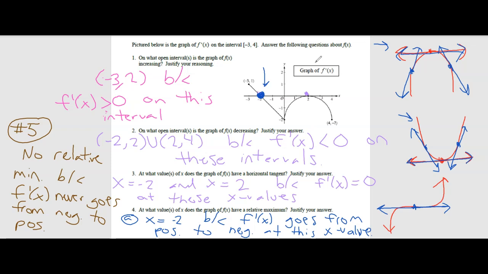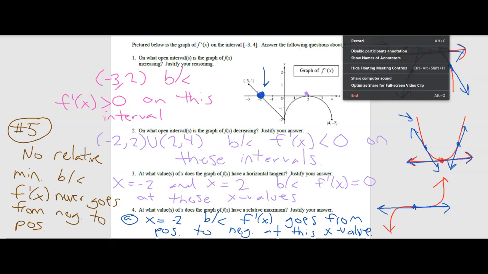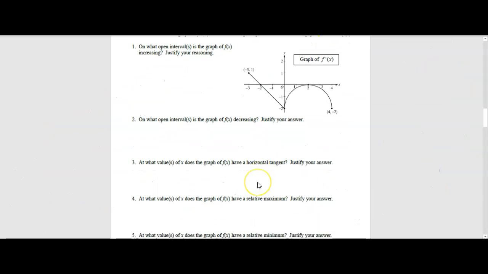There we go. Okay, I believe we have one more question down below. So I'm going to clear all this stuff. We're going to read it, and then we're going to come back up here, look at the graph, and answer it. We actually have 2 more questions. So number 6 says, what is the slope of the tangent line to the graph of f of x at x equals 0?